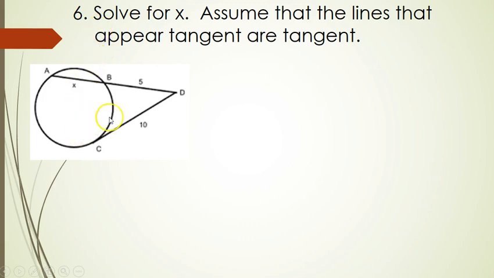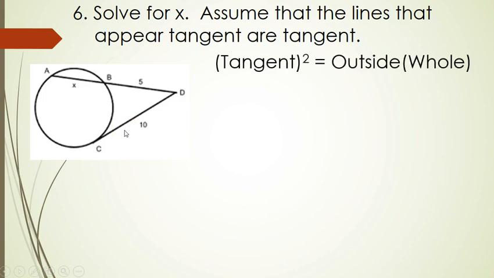In this problem, we have a tangent and we have a secant. It says solve for x, assume that the lines that appear tangent are tangent. So when we do this one, we first need to remember what our formula is, and this one's not on the formula sheet. It's going to be tangent squared is equal to outside times whole.